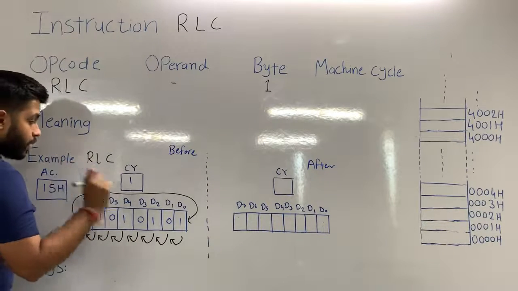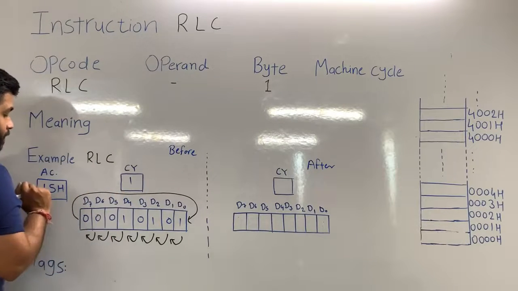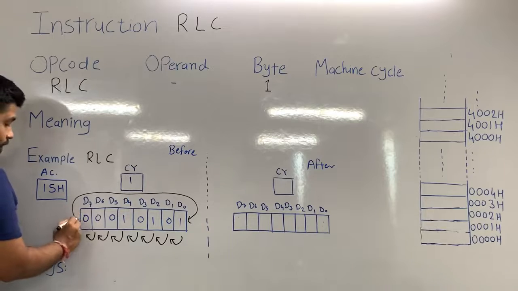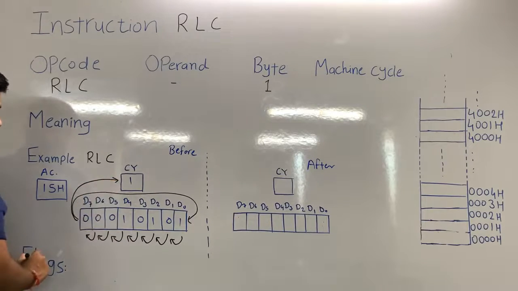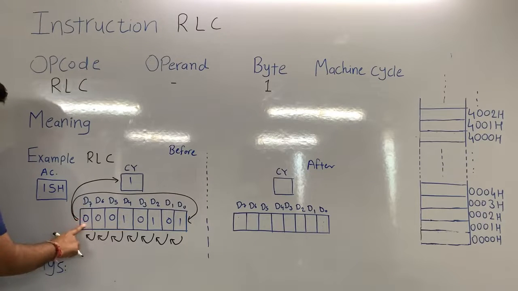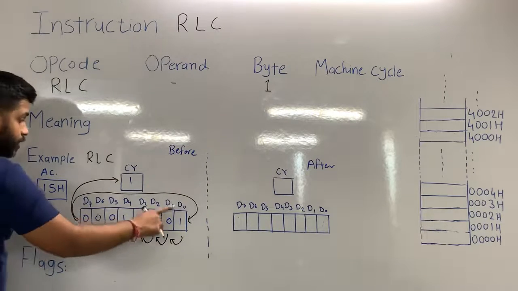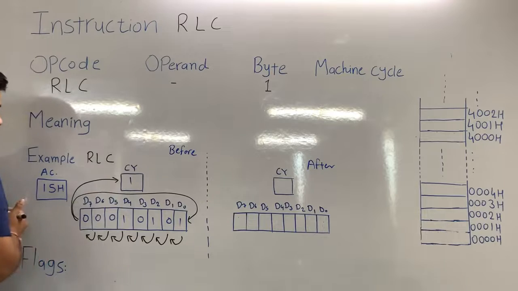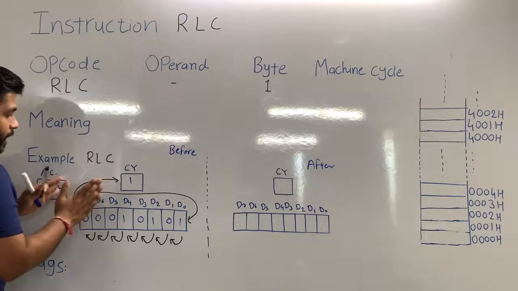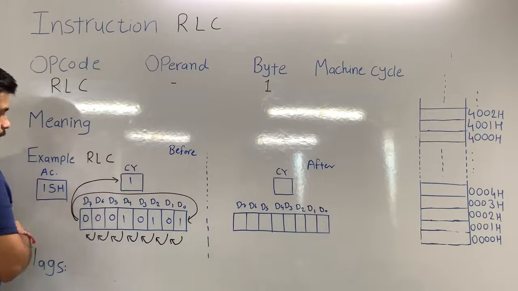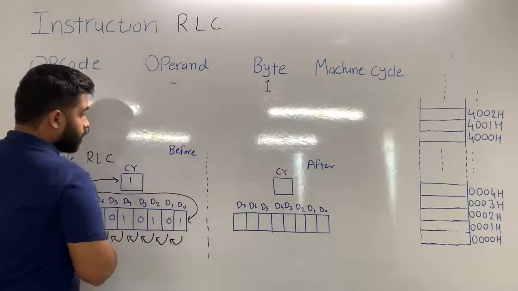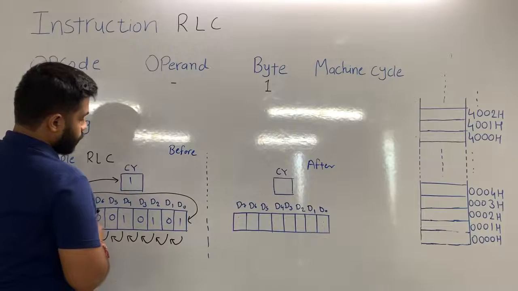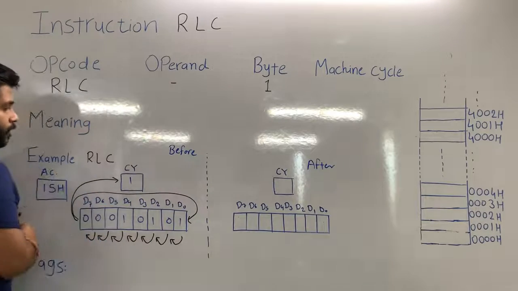But there is one more thing that will happen, that is the value of D7 will be shifted to carry too. So the D7 bit is shifted to D0 as well as carry. So this will happen when this instruction is executed. Now can you tell me what will be the content of accumulator after the execution? And what will be the content of carry flag?